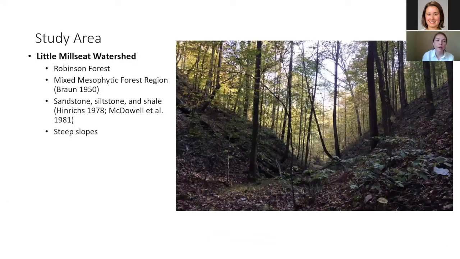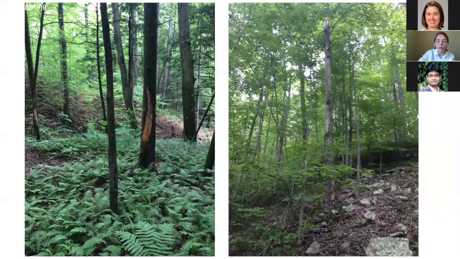The study area for this research was Little Mesquite Watershed, which is located in Robinson Forest in eastern Kentucky. This area is part of the mixed mesophytic forest region as defined by Braun, with parent material of sandstone, siltstone, and shale. And it's characterized by steep slopes, which can affect soil formation, drainage patterns, and possibly tree species distributions. I wanted to give you a few more photos to give you an idea of place. So we have mesic and xeric sites, and here's the valley and ridge.